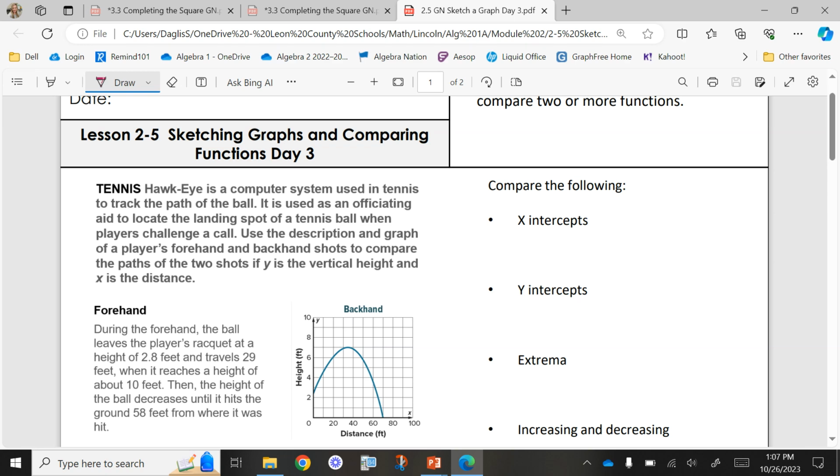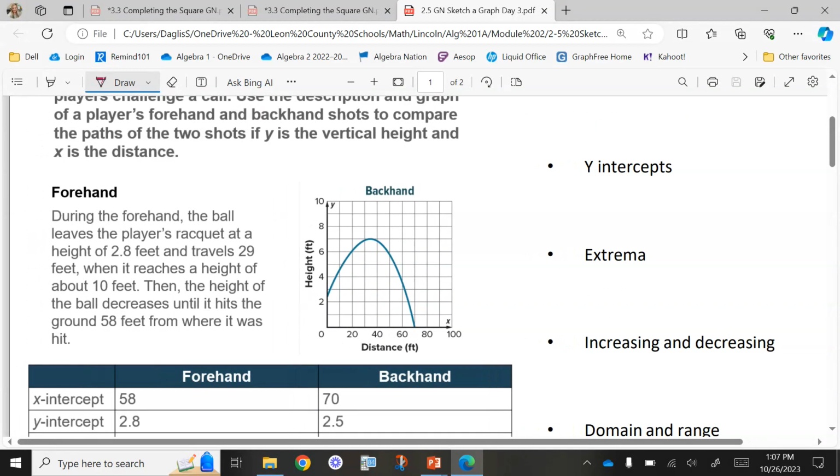The graph shows me the backhand. For the forehand, they gave me a description, but we can use that description. I like to graph things on the same graph because y'all know I like to see things. So the backhand's already there. I'm going to use what they give me about the forehand, and I'm going to sketch a graph on the same graph.